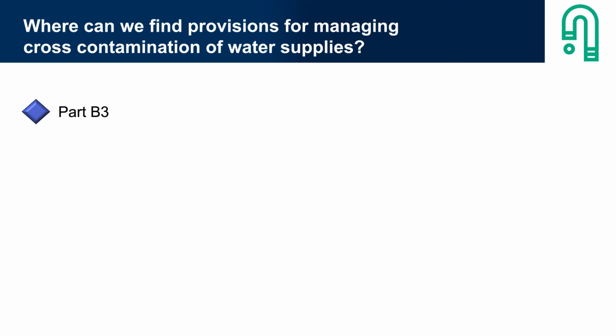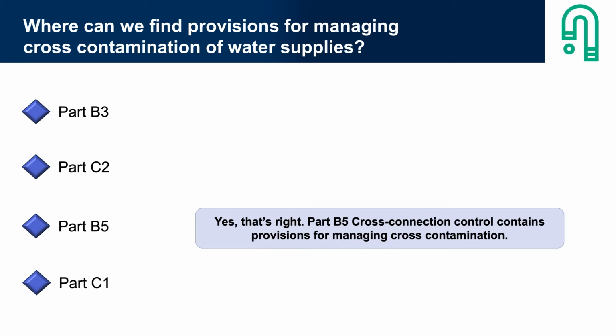Where can we find provisions for managing cross-contamination of water supplies? Part B3, Part C2, Part B5, Part C1. If you chose Part B5, yes, that's right. Part B5 cross-connection control contains provisions for managing cross-contamination.